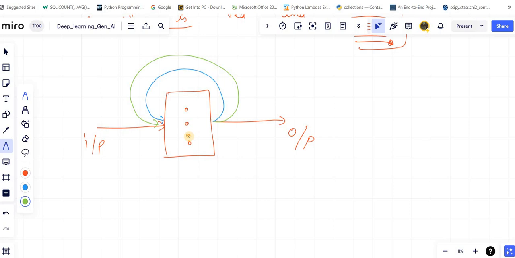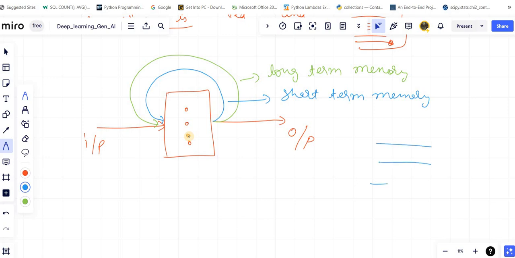So this is called long term memory, and this is called short term memory. So what does it mean by that? Why did they do this? They wanted that from any given sentence, what things I need to remember or what things I need to forget. So what should be the short term and what should be for the long term.